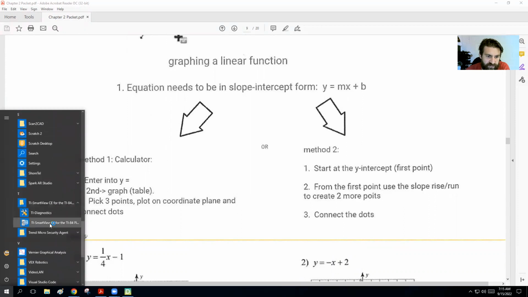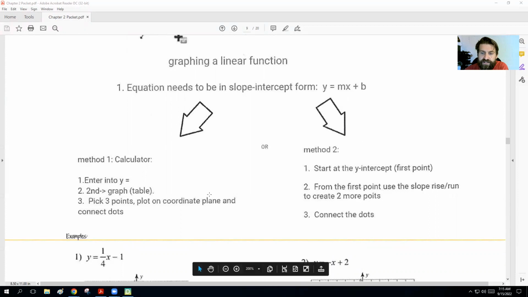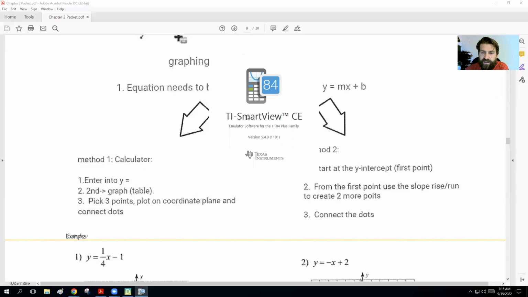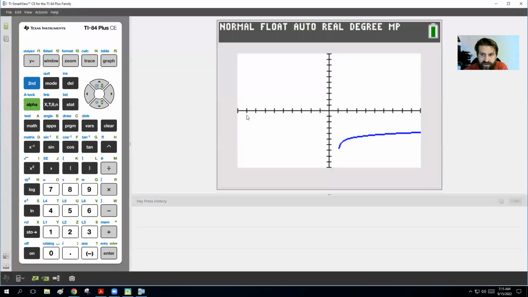There we go, TI SmartView. So if you're using a Texas Instruments calculator, that's the one I have in the back of my classroom, or if you are taking a state test like the ACT, they give you a graphing calculator like this. Desmos is real easy. You just type in the equation, it graphs it for you. I think you guys are pretty much familiar with this. The Texas Instrument here is a little bit different.